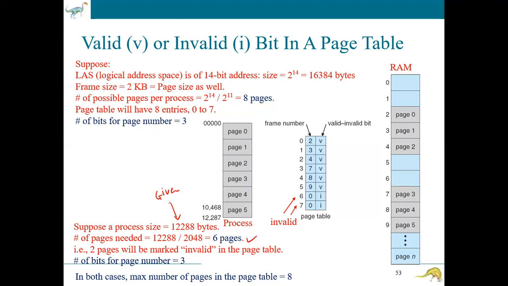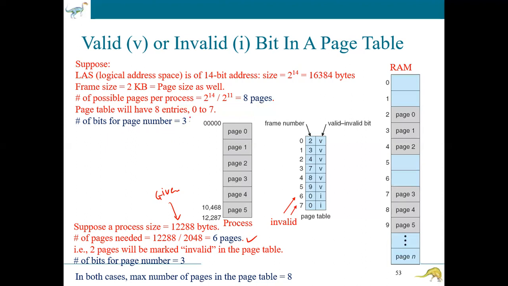So 2 pages will be marked invalid. So how many pages do you require? If you want to specify 6 pages, to represent 6 pages, how many bits are in the page table? How many bits do you require per page number? 3 bits. You have pages 0 to 7, right? Do you agree with me? Is it not 3 bits?